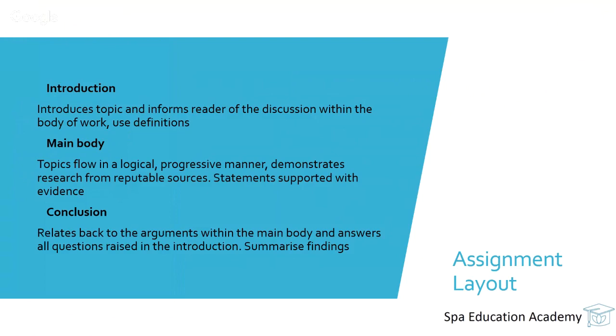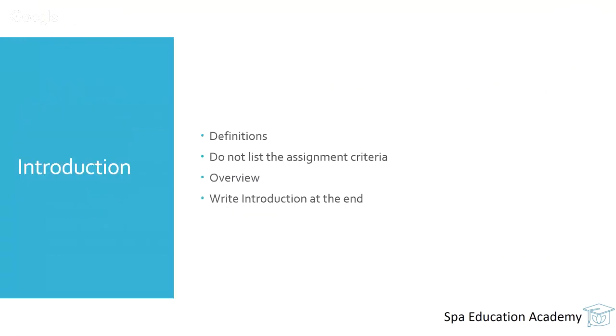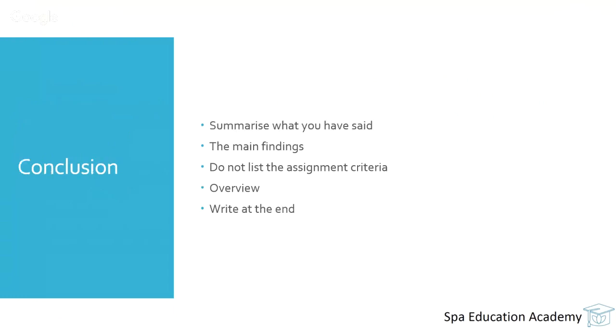Your main body will be basically all of your work, all of your research, and then your conclusion at the end will be basically just repeating exactly what you found out in your research in the main body of your work. You'll just be summarising all of the information that you've presented. So an introduction includes definitions. So you're going to be quoting other people. Do not list the assignment criteria and give an overview of your work.